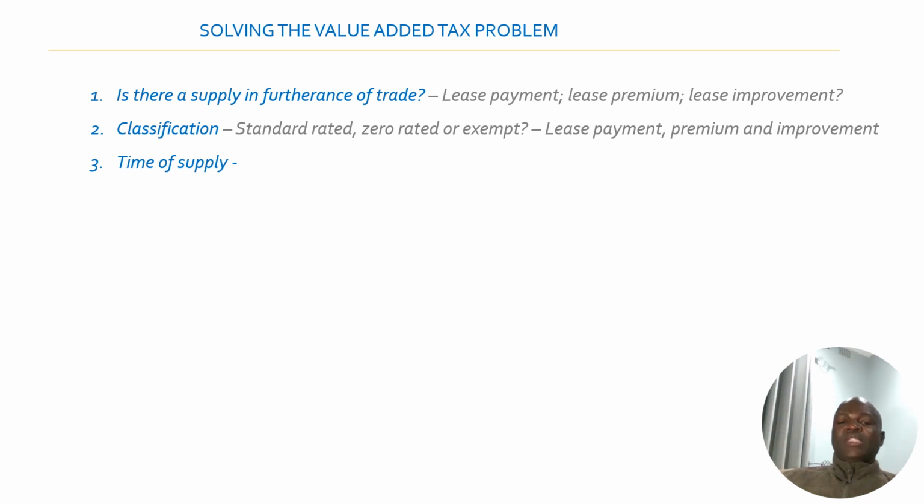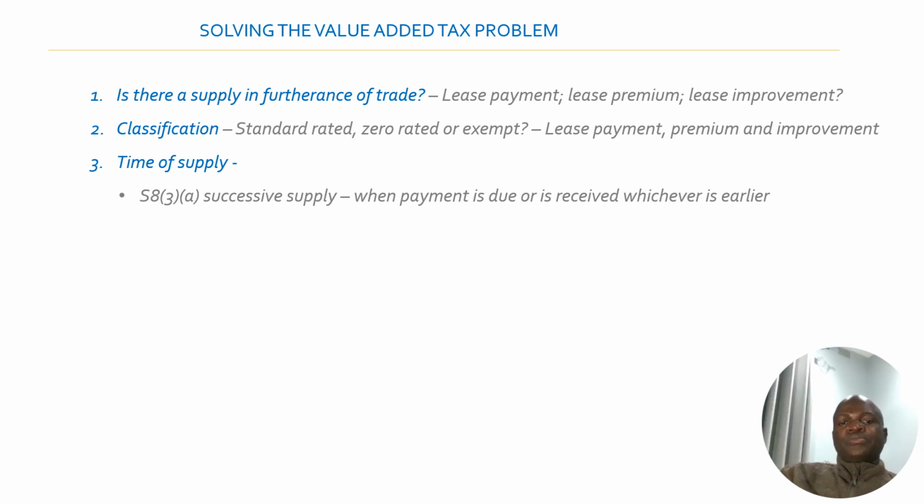When it comes to the time of supply, it is going to depend. Where you have a continuous supply in the form of rentals, where a person makes payments as they use an asset, that is called a successive supply, and the time of supply is when the payment is either due or is received, whichever comes first. So if I'm renting a building and I pay my rentals in advance, that is the time of supply. Or if they become due and I pay in arrears, when they first became due, that becomes my time of supply.